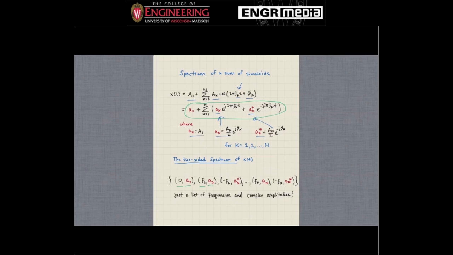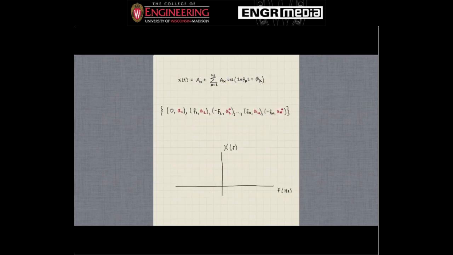I just noticed a typo here. This is also at F1. So the third term in this list, right, is just the term A1 conjugate, which is also at frequency F1. And so on. We make this list of the frequency and the complex amplitude of each sinusoid in the sum, and that would just be the two-sided spectrum of the signal x of t. So that's all there is to making the spectrum of a sum of sinusoids. So let's see how we would plot that now.